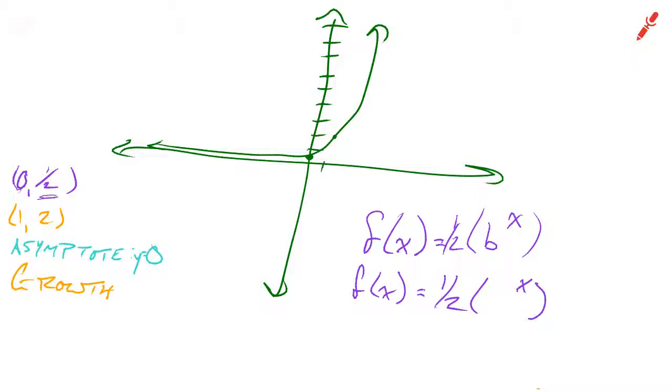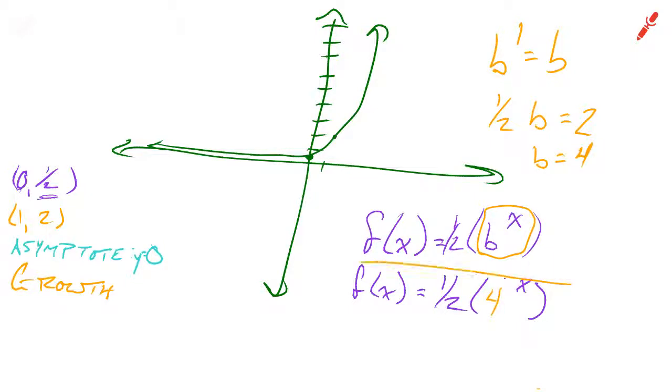If I plug 1 in here, then b to the first power will equal b, right? Well, then I know 1/2 b equals 2. So b equals, multiply both sides by 2, 4. So now I know my final function is f of x equals 1/2 times 4 to the x power. Ladies and gentlemen, that's it. If you have any questions on anything we've covered so far, go ahead and go to room 1002, and I will be more than willing to help you out.